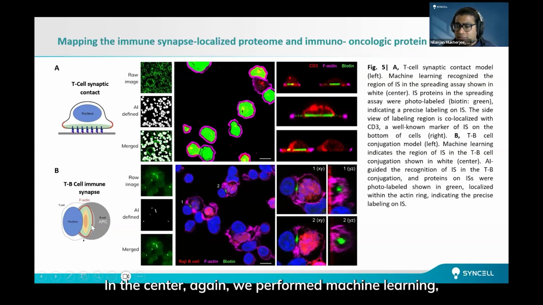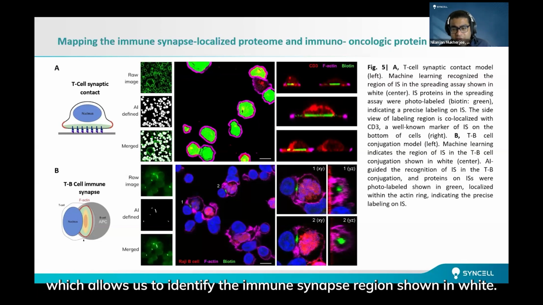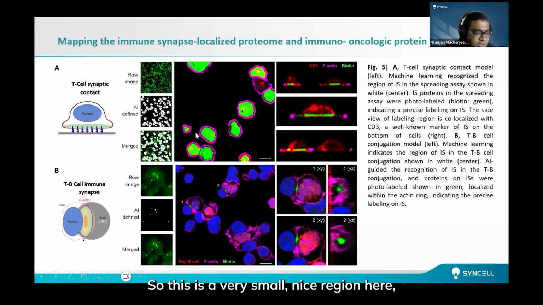and in the center, again, we performed the machine learning, which allows us to identify the immune synapse region shown in white. So this is a very small, nice region here. As you can see, this is the immune synapse region.